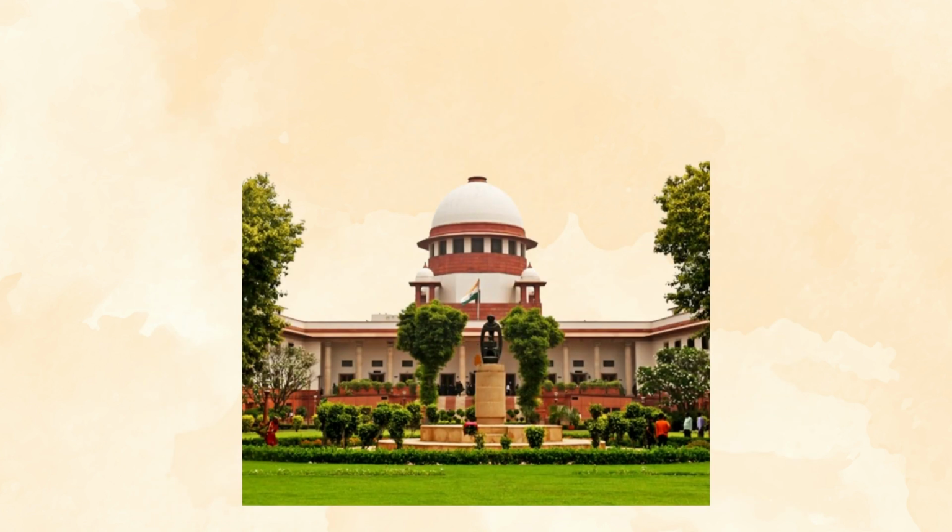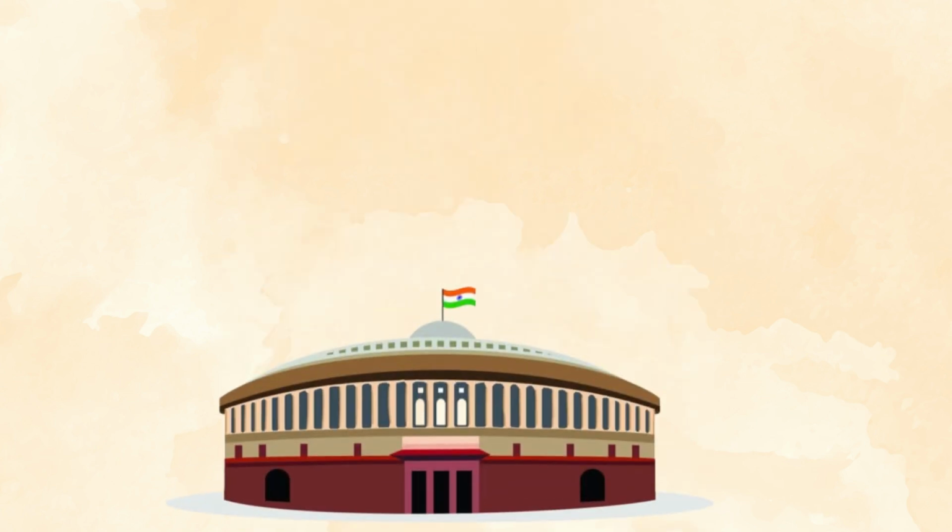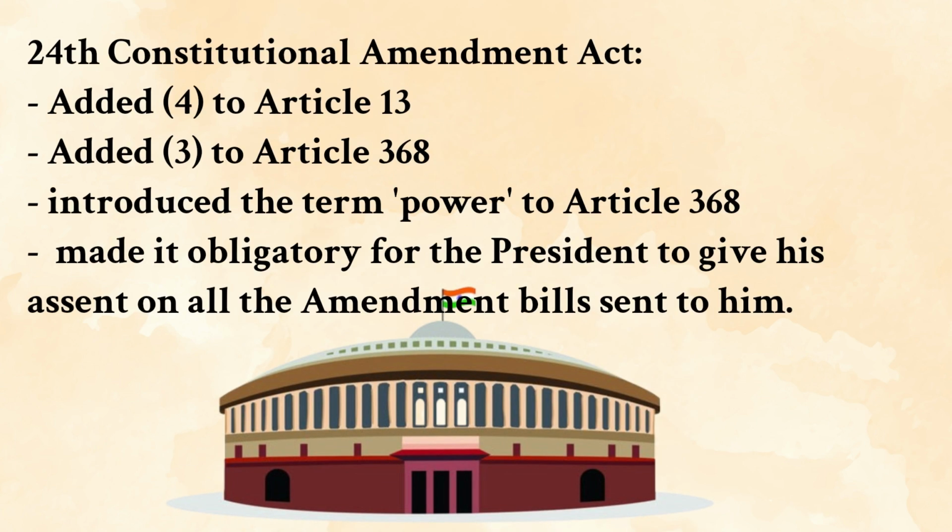To nullify the Golaknath decision, the Parliament passed the 24th Amendment Act, 1971, wherein Parliament added Clause 4 in Article 13, which stated that nothing in Article 13 shall apply to any amendment of this Constitution made under Article 368. Further, it added Clause 3 to Article 368, which says that nothing in Article 13 shall apply to any amendment made under this article. Article 368 earlier contained the provision in which the procedure of amendment was given and not the power. Therefore, in order to include the word power in the article, Article 368 was amended and the word power was added in the marginal note.